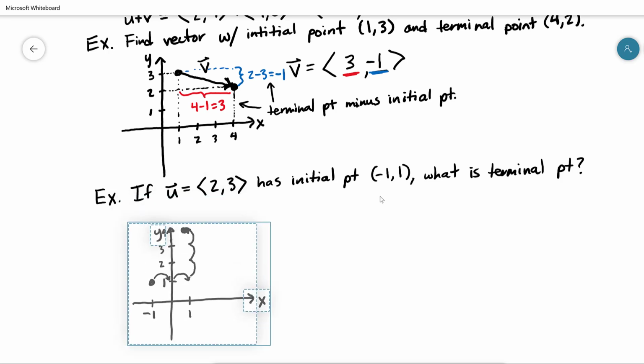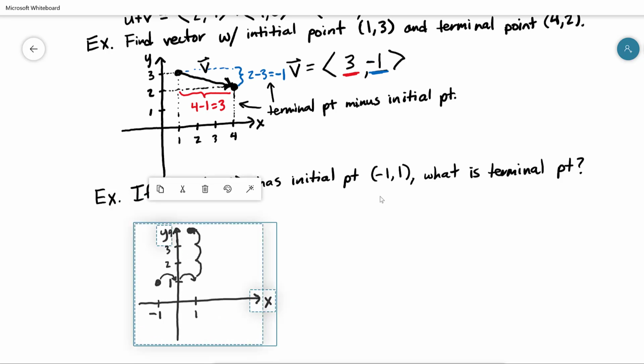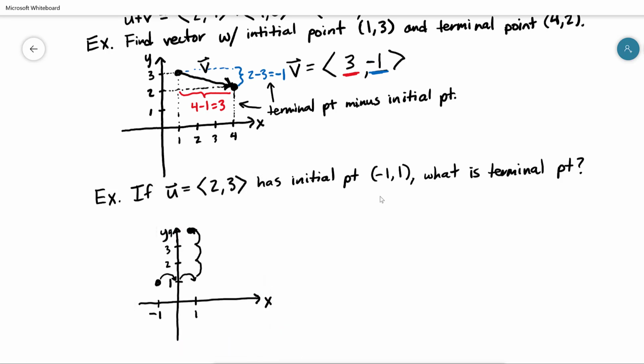Let me see if I can slide it down here. Okay, yeah, give myself some more room. Perfect. Okay. Let me just erase the top of this a little bit. Give myself some more room.